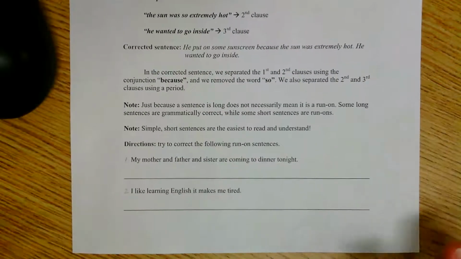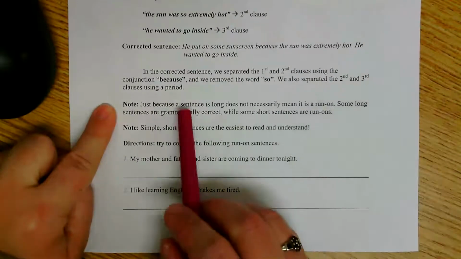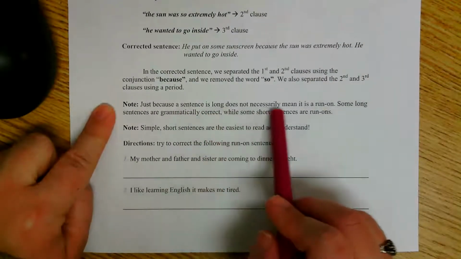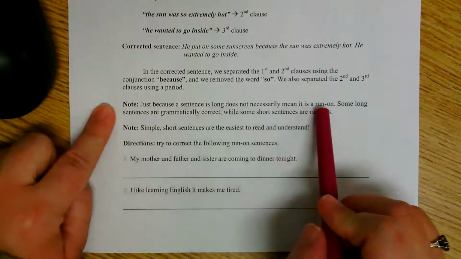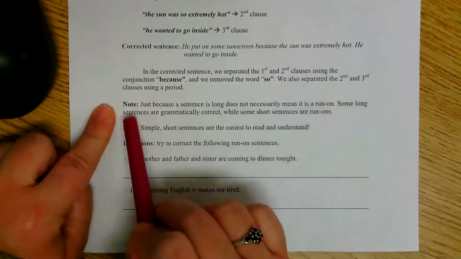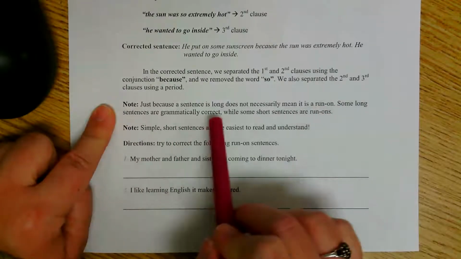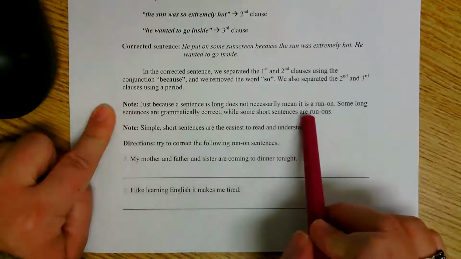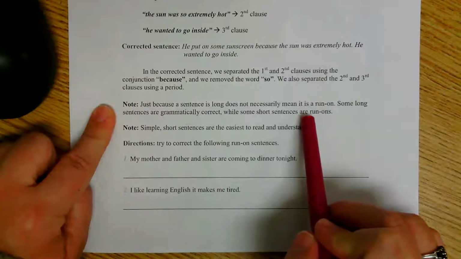So let's look at a couple of notes, just things to remember before we look at two examples. Just because a sentence is long does not necessarily mean it is a run-on. I know sometimes we see really long sentences and we want to assume that it's a run-on, but that's not necessarily true. Some long sentences are grammatically correct, while some short sentences are run-on. So keep that in mind. Just because it's long does not mean it is a run-on.